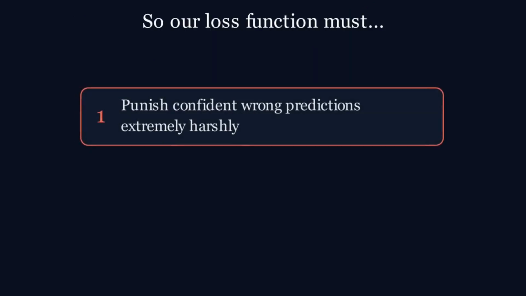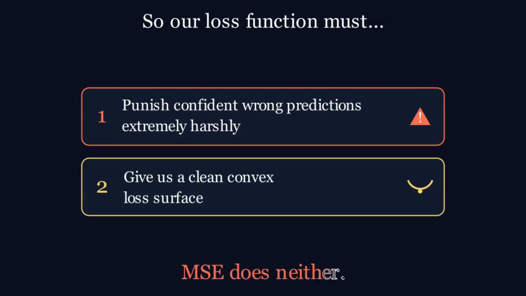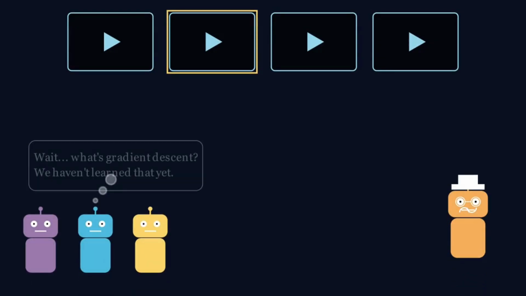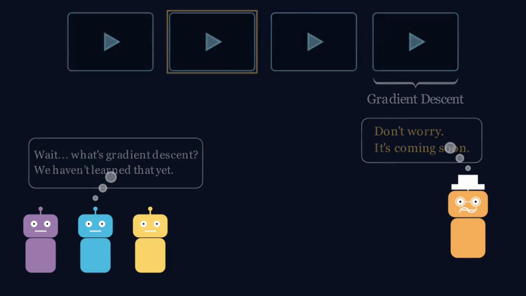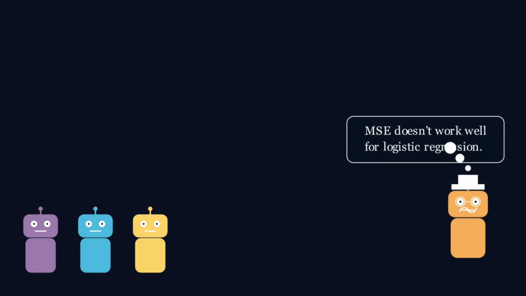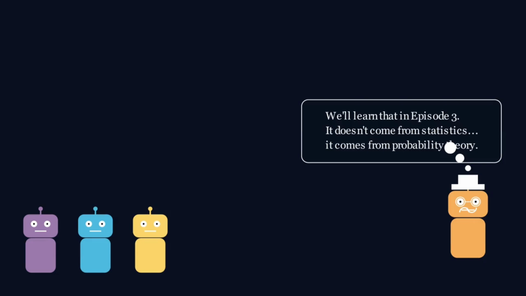So we need a cost function that does two things. We need a cost function that punishes confident wrong predictions harshly and gives a convex loss surface to optimize. And if you're still confused, don't worry, we'll go over gradient descent in future videos. But the point is that MSE does neither. So what does? That's exactly what episode 3 is about.